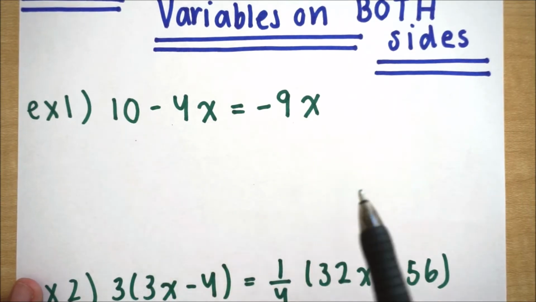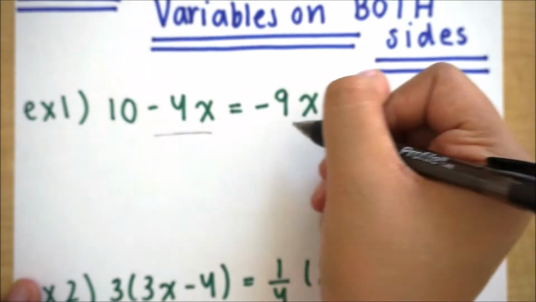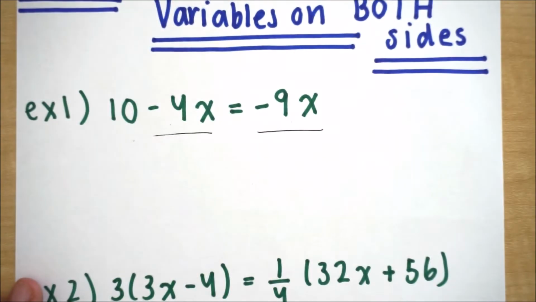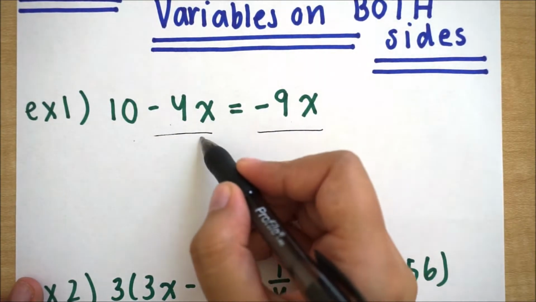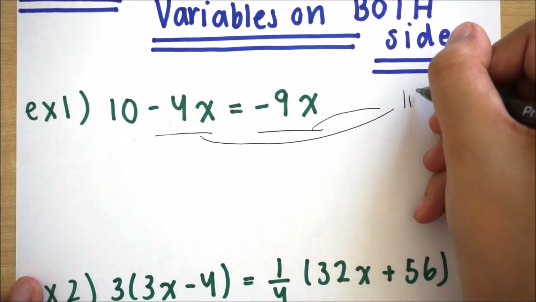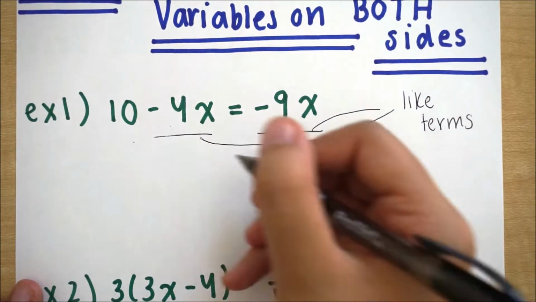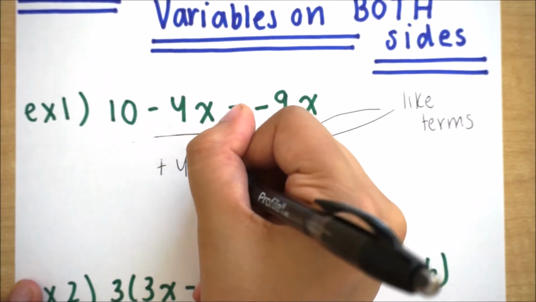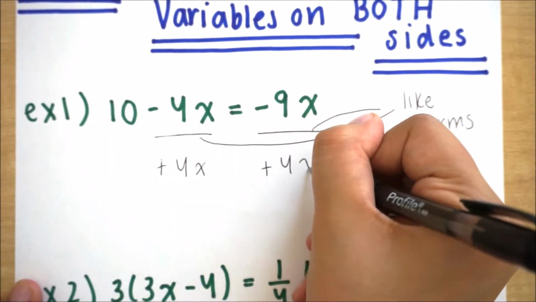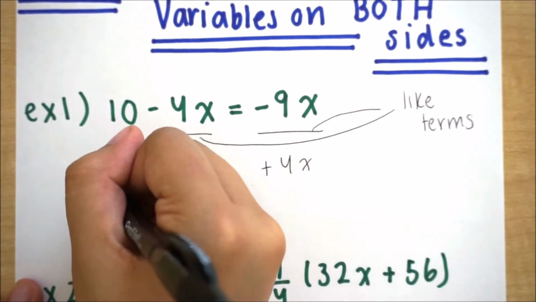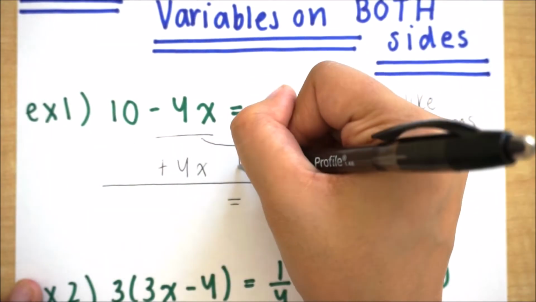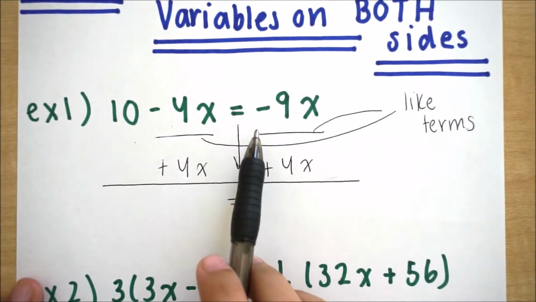Example 1 says 10 minus 4x is equal to negative 9x. The first thing I want to point out is 4x and 9x are like terms, which means that we can combine them together in this equation. So what I'm going to do is add 4x to both sides of the equal sign. What I'm trying to do is isolate x, so I have x only on one side.